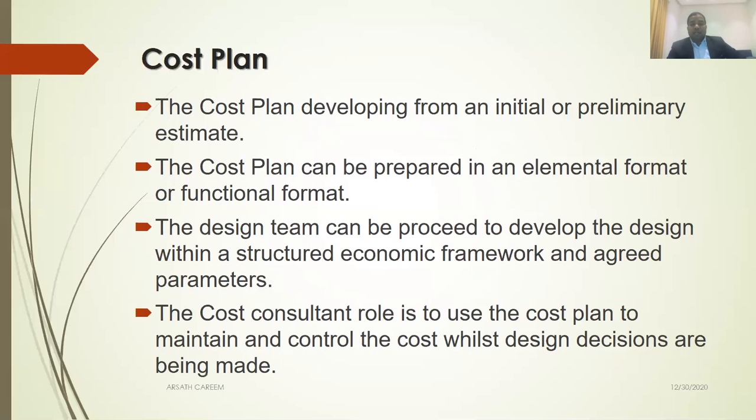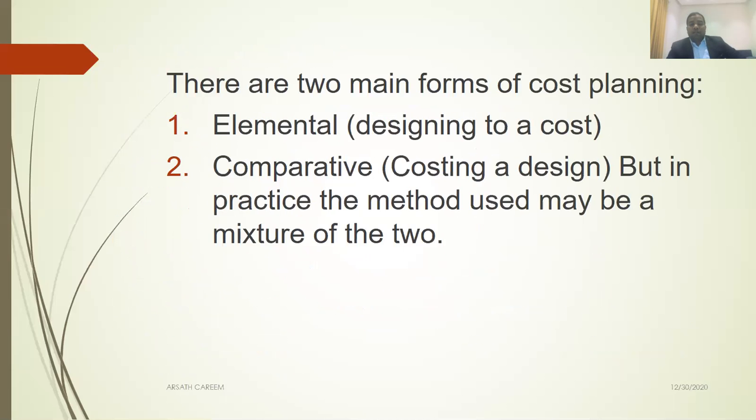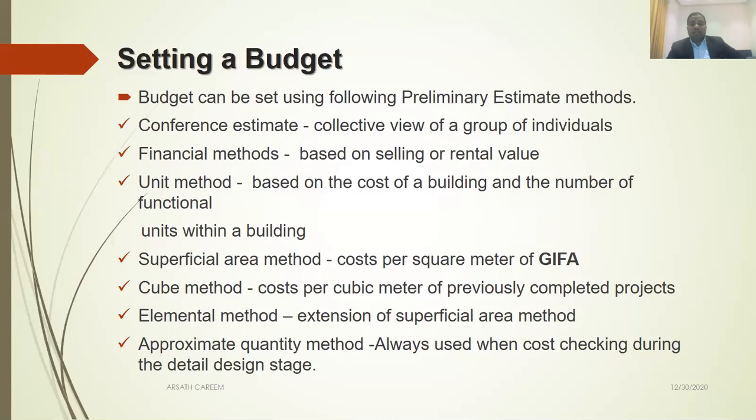So what we discuss here, the first stage of the cost plan, is developed from the preliminary estimate. What we discussed is how to prepare a preliminary estimate. Once you prepare a preliminary estimate, it is your budget. Then that budget is converted into a cost plan by element. Then your aim should be to make sure the design stays within the cost target of each element. That is your main responsibility.